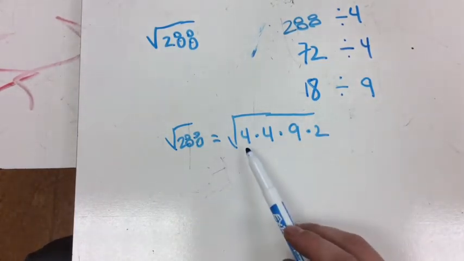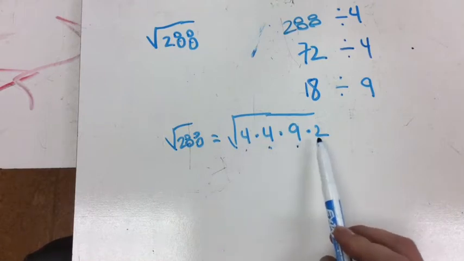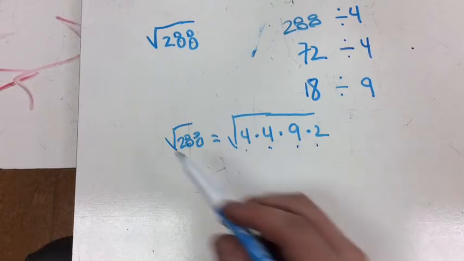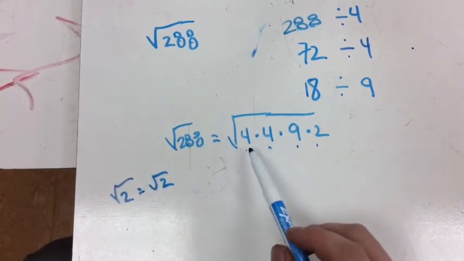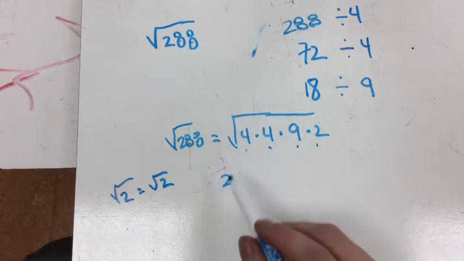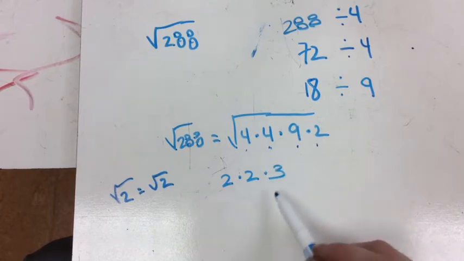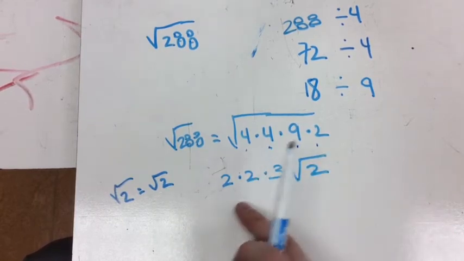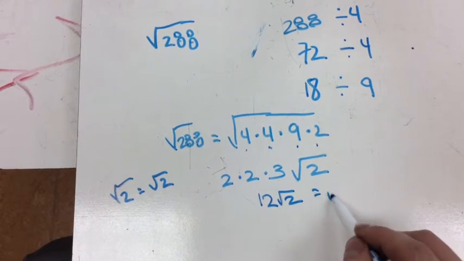Okay, so we know what the square root of 4 is, we know what the square root of 4 is, and we know what the square root of 9 is. 2 does not have a perfect square, so the square root of 2 is just the square root of 2. What's the square root of 4? It's 2. What's the square root of 4? It's 2. What's the square root of 9? It's 3. And then the square root of 2 is the square root of 2. Now I'll multiply all these together. 2 times 2 times 3 is 12, so we get 12 root 2.